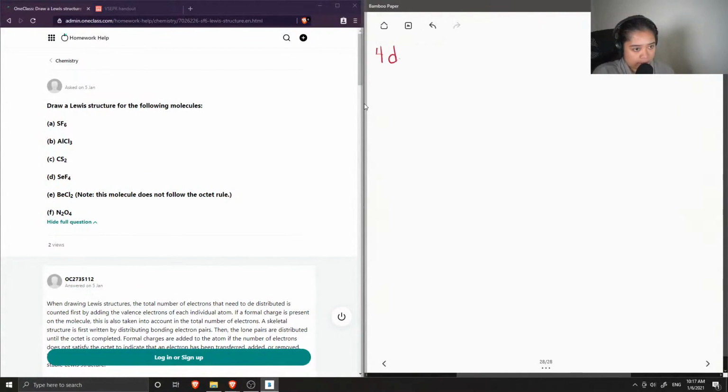For D, we have selenium bonded with 4 fluorines. So selenium has 6 valence electrons, and each fluorine atom has 7, and there are 4 of them in total. So 28 plus 6 is 34.